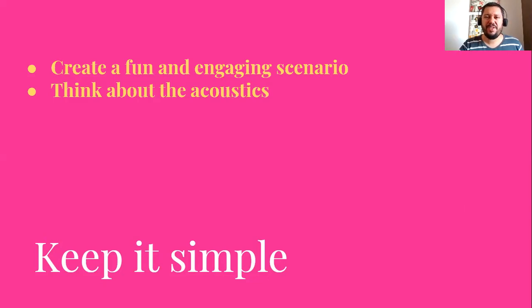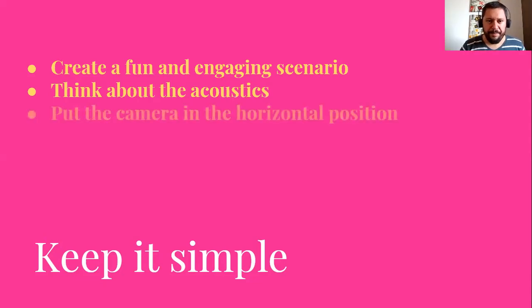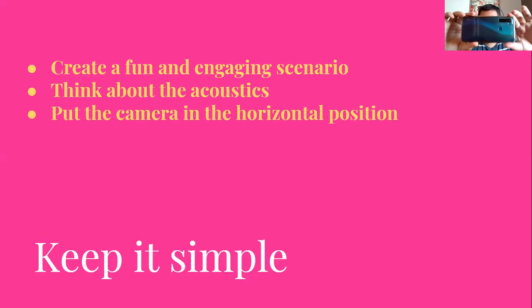Okay? Just try to be as close as possible to your device. If you want to show your whole body, just make sure you close all the doors and windows so that the acoustics is okay. Put the camera in the horizontal position. Don't film like this. Film like this, okay? That's much better. You can see more of the scenario. I think it looks better. It looks great. And this is only for Instagram stories and some other apps or social media that we use.